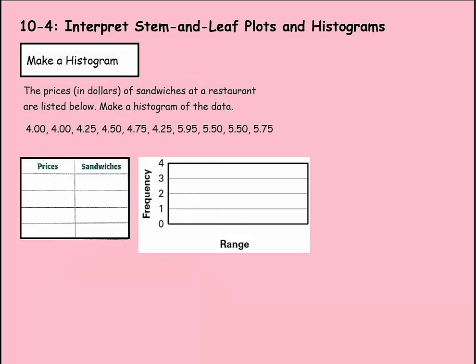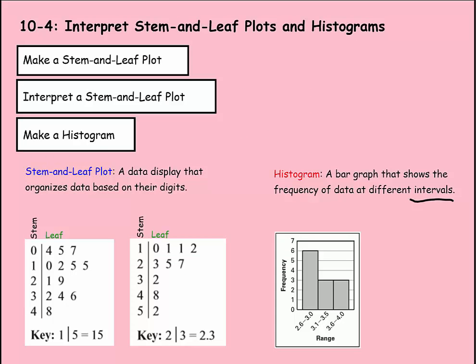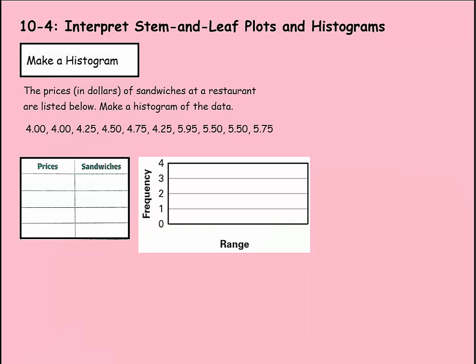Now we can make a histogram. And remember what a histogram was? That measures the frequency of different intervals. So it says the prices in dollars of sandwiches at a restaurant are listed below. Make a histogram of the data.